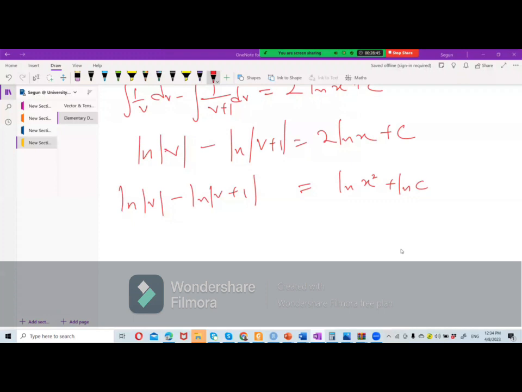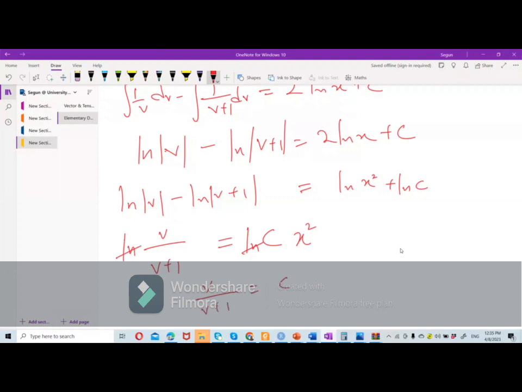So you have it to be ln of v over v plus 1 equals to, this is multiplication according to the law of logarithm, c into x squared. Ln, we cancel the ln here. So we are left with v over v plus 1 equals cx squared. You can complete the rest. All you need to do is just to replace your v and make your y subject of the formula.